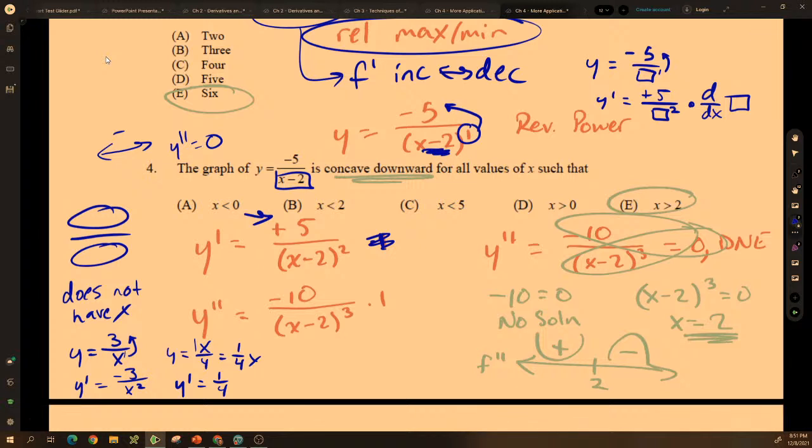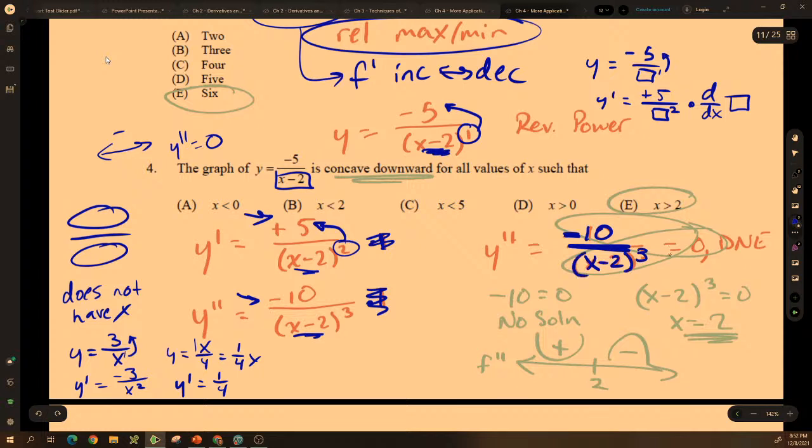Now I'm going to do reverse power rule again for the second derivative. 2, multiply it up. 2 times 5 is 10, but now it's negative 10. Then over add 1, x minus 2 cubed, and then again times 1, because that's the derivative inside. But we don't really need to worry about it. So our y double prime is negative 10 over x minus 2 cubed. So I wrote negative 10 over x minus 2 cubed.